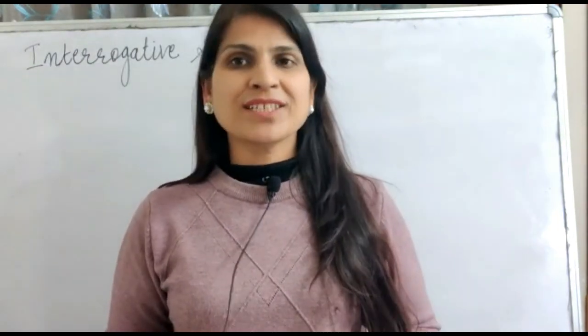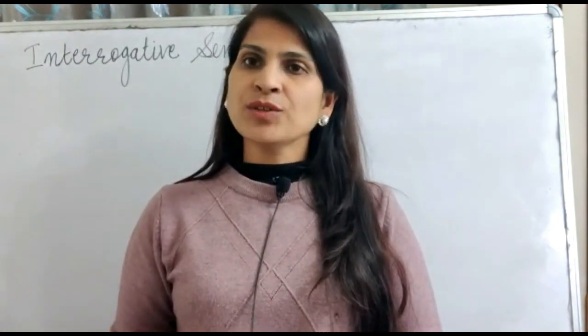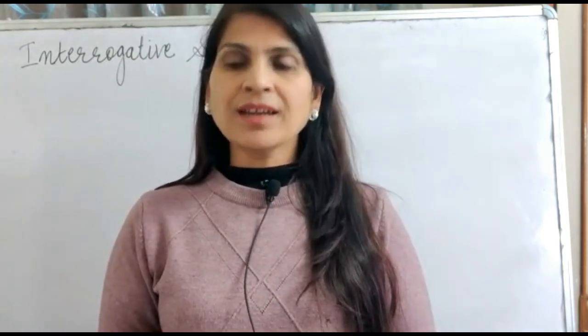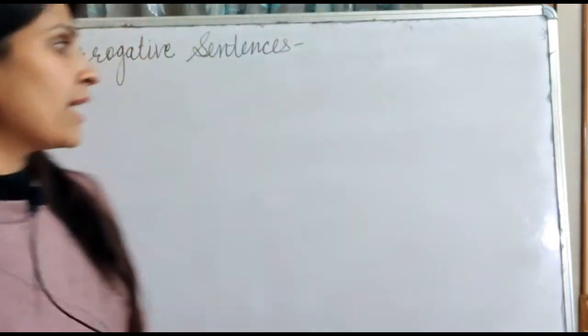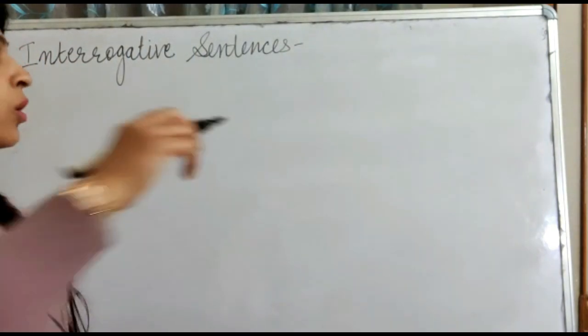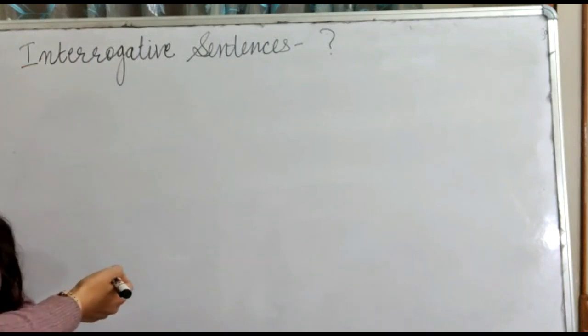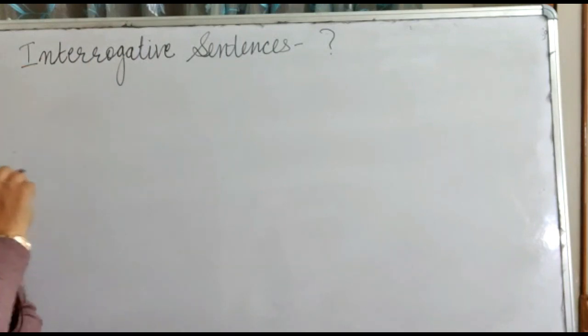Now let's come to the interrogative sentences. An interrogative sentence is a sentence in which we ask a question. I say, what is your name? This is a question. I am asking a question to someone. I say, how are you? This is again a question. So in interrogative sentences, we always ask a question, and these sentences always end with a question mark. They ask a question and they end with a question mark.